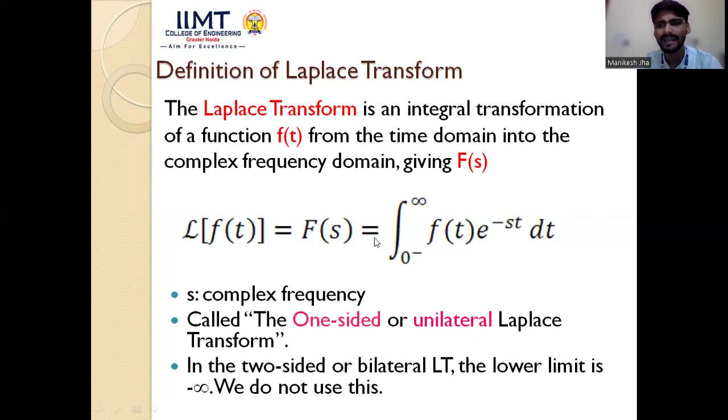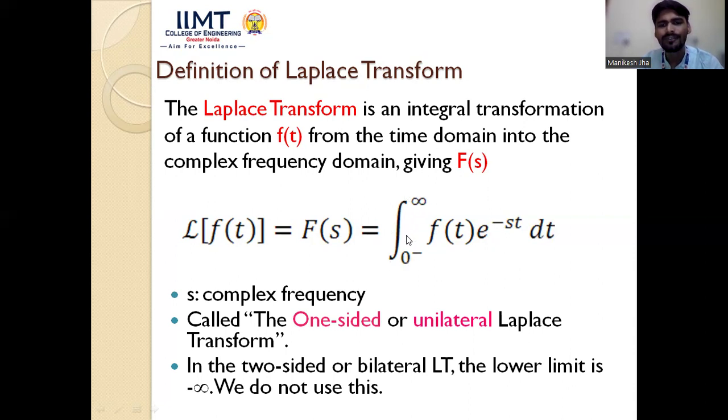We can find it by integration. So what is the formula? The integral from 0 to infinity of the time domain function f of t times e to the power minus st dt. This is the formula for finding the Laplace transform. Here, as already discussed, s is the complex frequency. We are going to integrate from 0 to infinity.